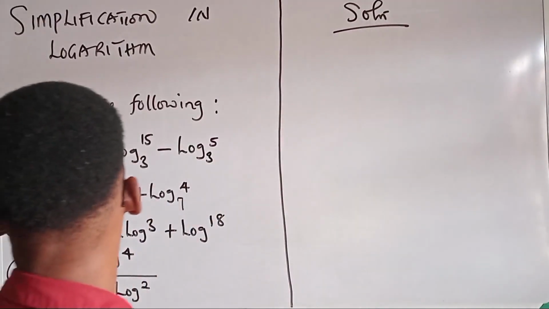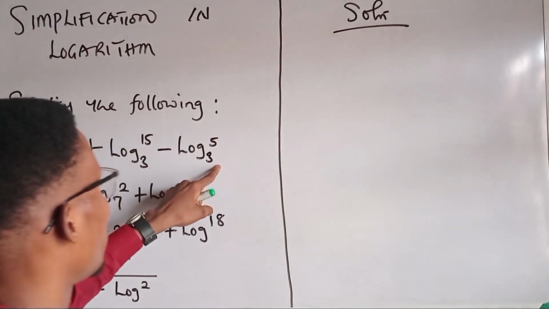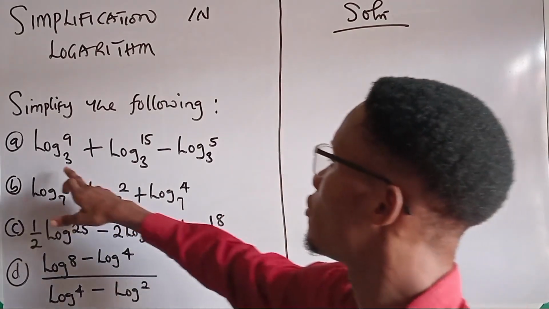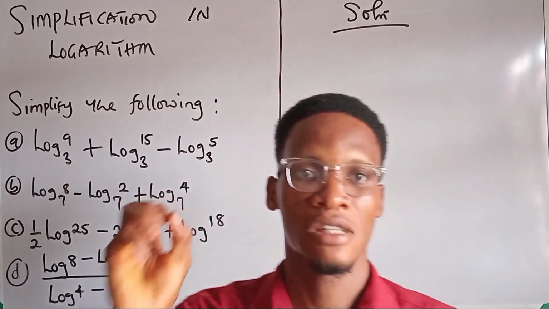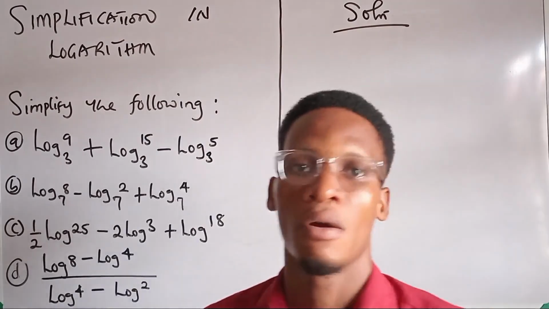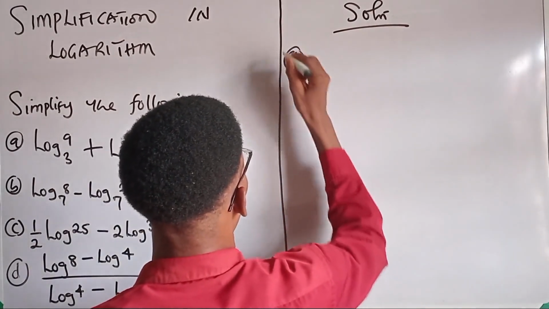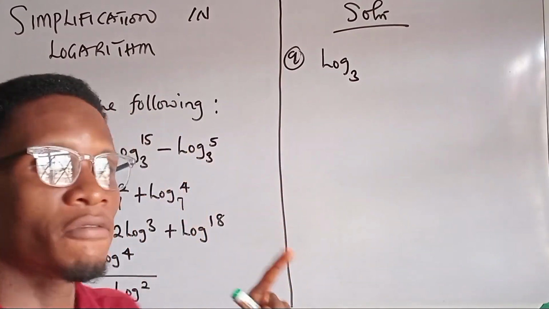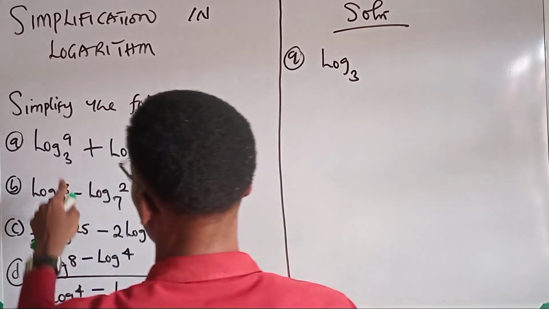So the first one says log of 9 base 3, log of 15 base 3, and log of 5 base 3. What you need to consider there is that they have the same base. That is the first thing you need to consider. Since they have the same base, what you do is collect the base they have in common together, which is log base 3. So we'll collect it together.